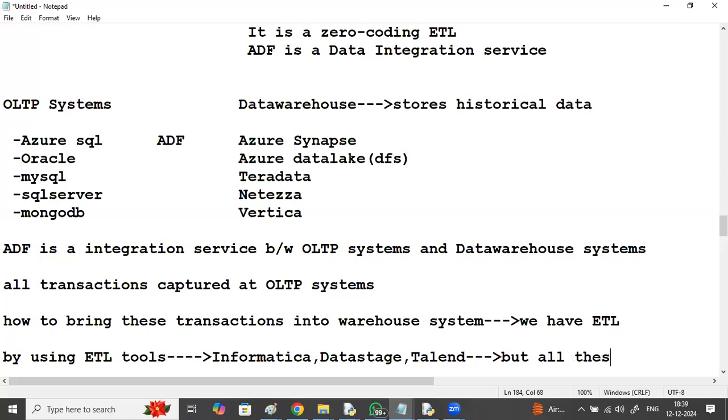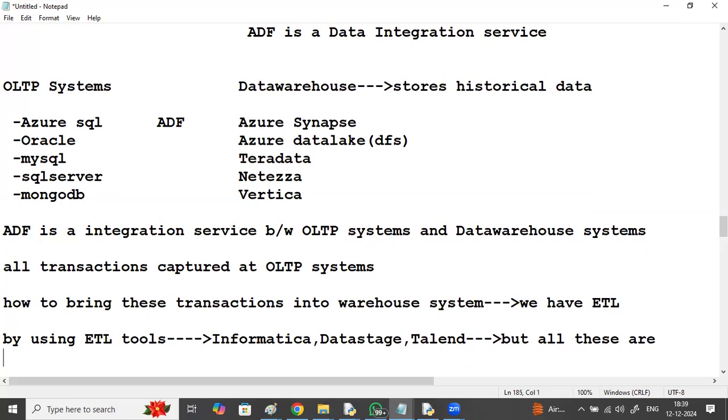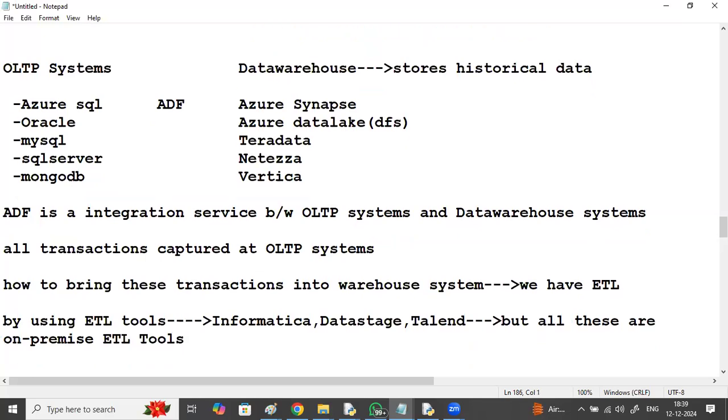But all these are on-premise ETL tools. But what I'm expecting, what I need, is an ETL on cloud. I need an ETL on cloud. That is what ADF is, right?